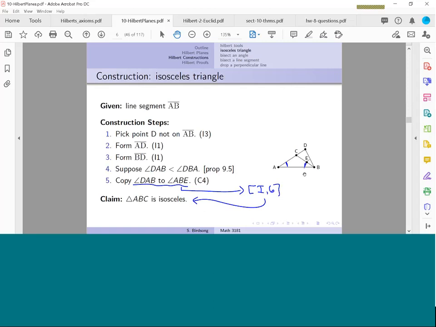Now, there's one catch, and the one catch is you have to guarantee that that point C actually exists. So the next thing we're going to do is prove that this construction always works. And so that'll be the next slide. Any questions before we jump into the proof of why this construction works?